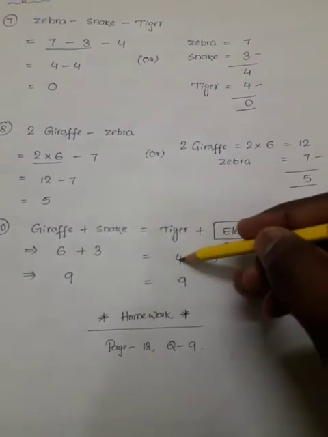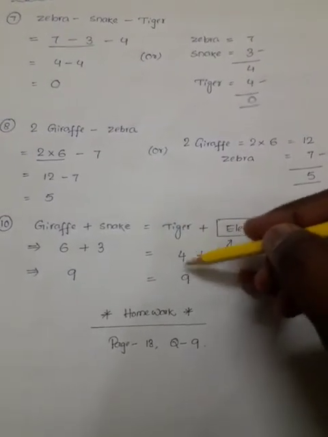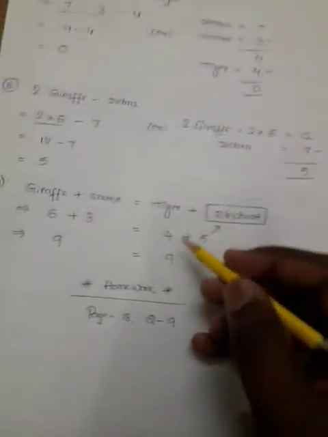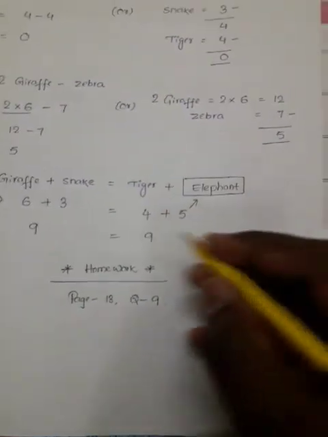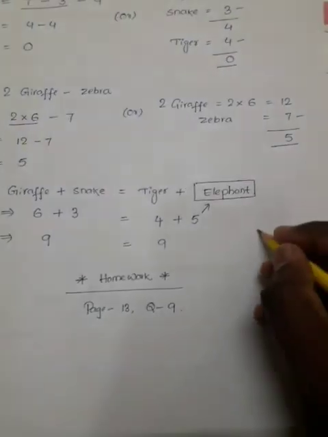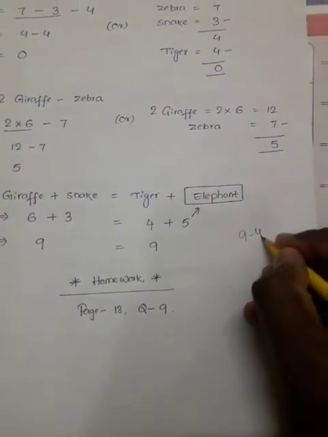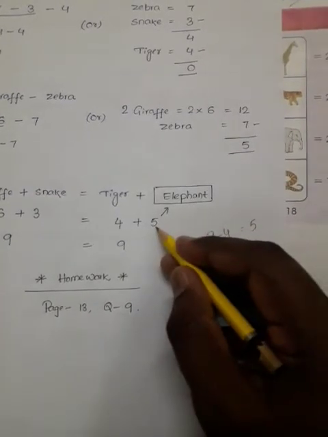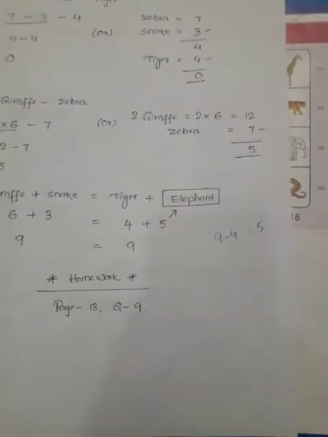You know the value of the tiger is 4. I need the answer to be 9. So 4 plus what number is 9? 4 plus 5 equal to 9. Or you can do it with the total: I need 9, so 9 minus 4 equal to how much? 5. So which animal has the value 5? The animal is elephant.